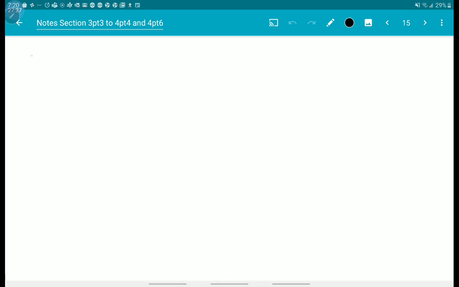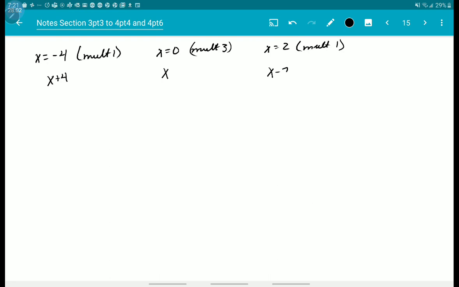So let's write out what we know. We have a 0 at negative 4. The multiplicity is 1. We have a 0 at 0, where the multiplicity is 3. And we have a 0 at 2 with a multiplicity of 1. So this factor would be x plus 4. This factor would just be x. This factor would be x minus 2.